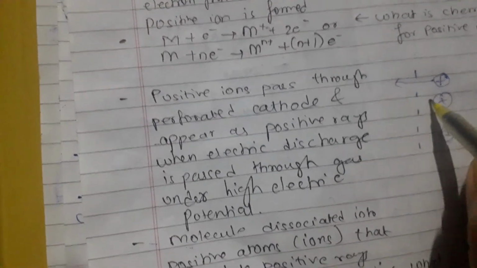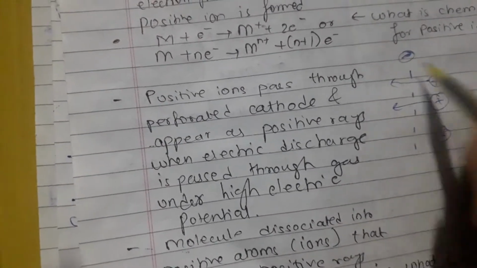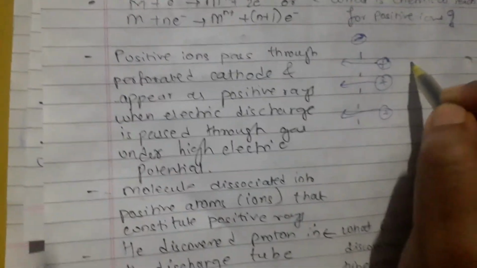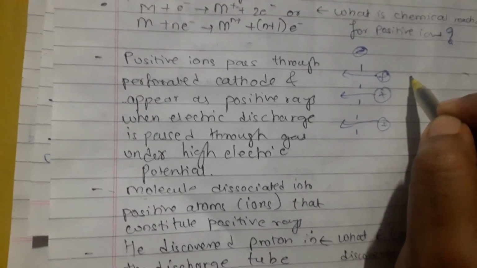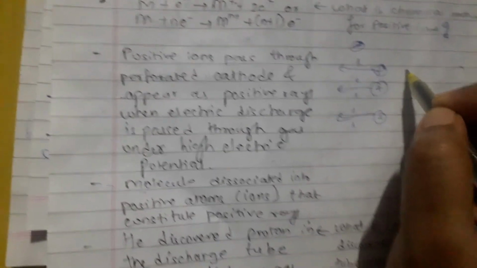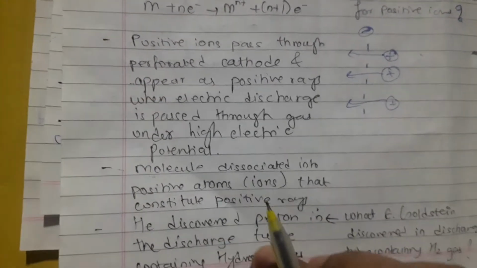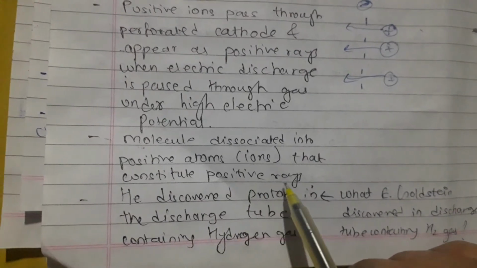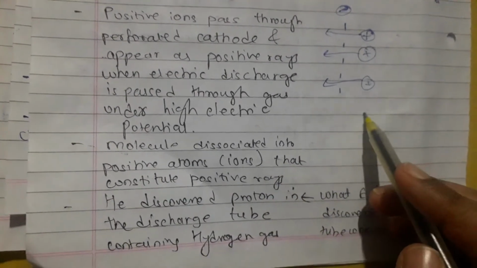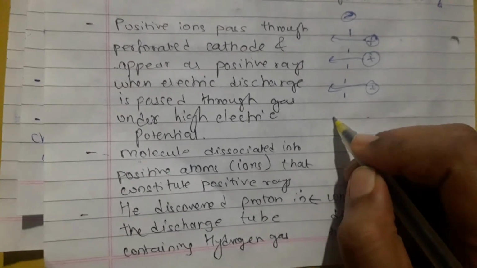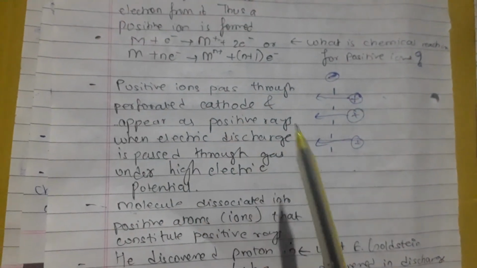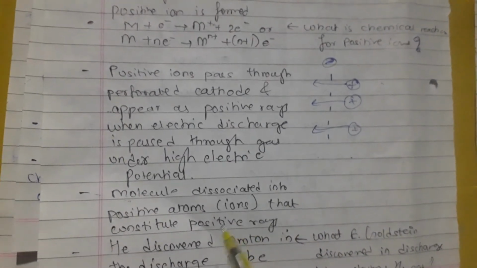The positive ray passes through the anode, at which high electric potential is applied. Then the molecule dissociates into positive atomic ions that constitute positive rays. In this reaction, we know that the molecule dissociates into positive ions that constitute positive rays.